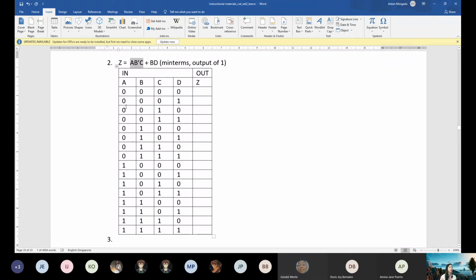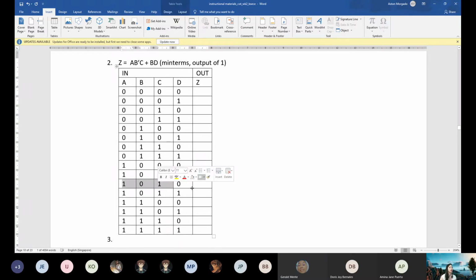So let's find 1, 0, 1. It's not here, because this one is 0. So we have this 1, 0, 1, A, B prime, C, with an output of 1. Then we have another one here, 1, 0, 1, A, B prime, C, with an output of 1. Are there any more? None, since this is 100 and this is also 100. So we only have two possibilities for A, B prime, C.